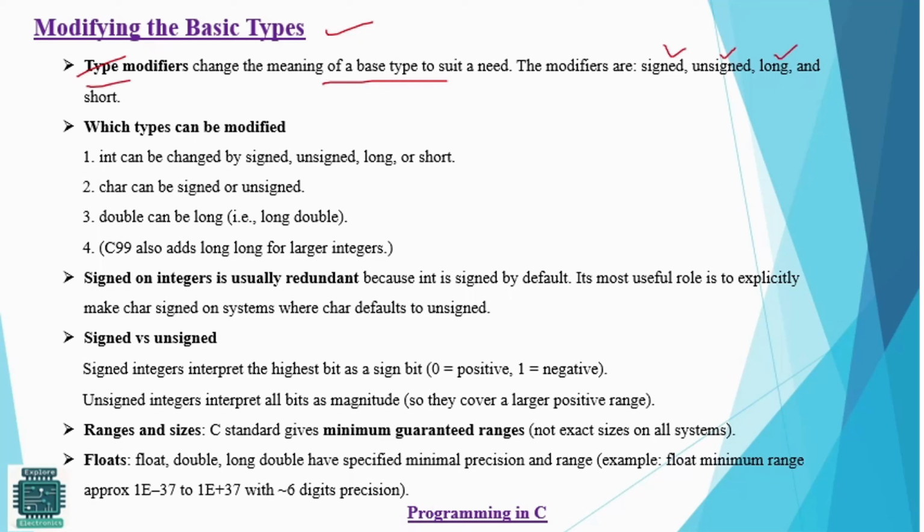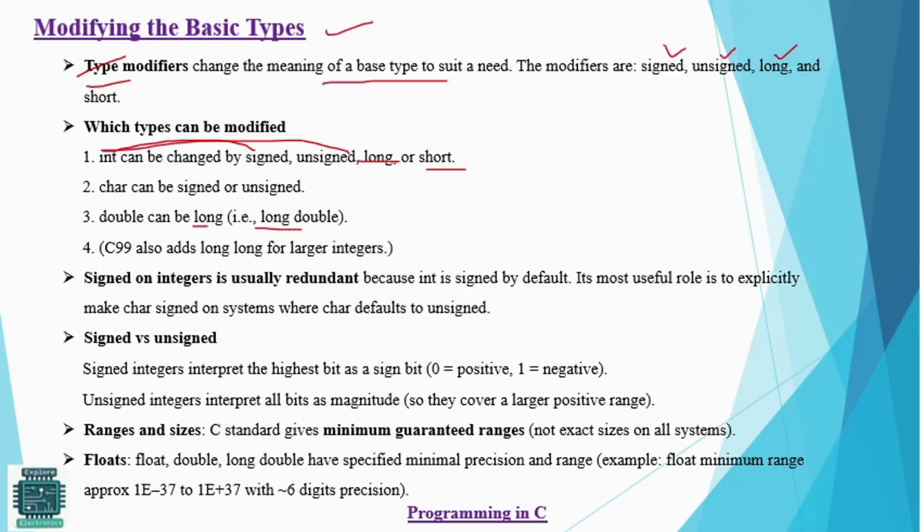Which types can be modified then? Int can be changed by signed, unsigned, long, and short. Char can be signed or unsigned, but long and short won't come here. Third one, double can be long double. That is long double. Both are same.